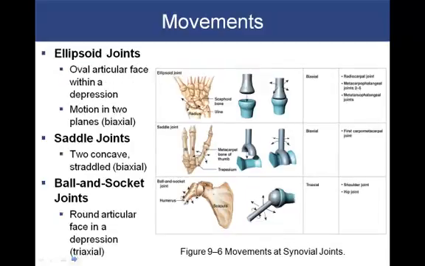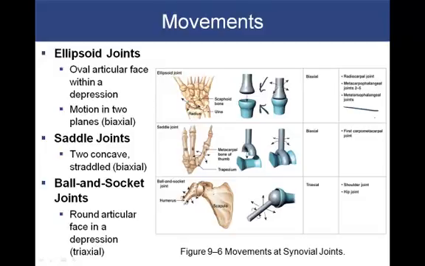Ellipsoid joints: often you have one element that has an oval articular face that sits in the depression of another element. This motion allows a biaxial distribution. And of course, we have some examples over here on this side of the table.